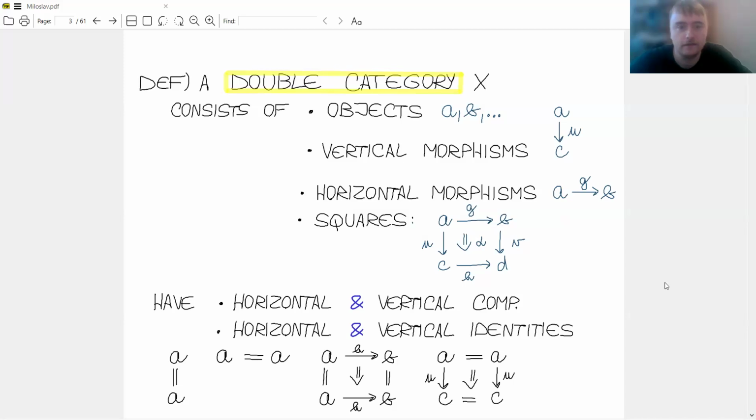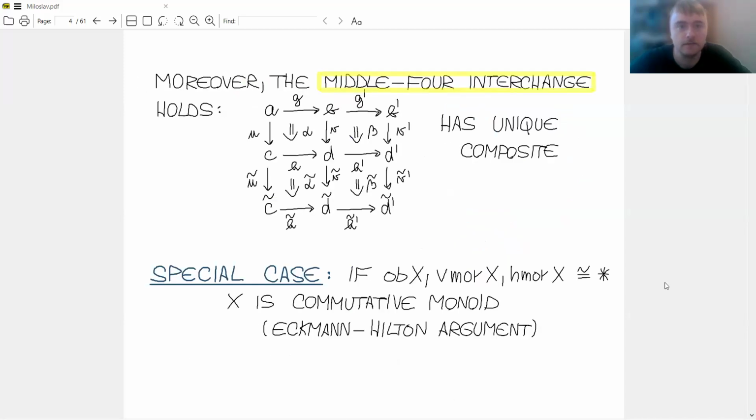And this is not all. There's also a rule that's supposed to hold, the middle four interchange rule, which says that if you have a square consisting of four squares like this, it has a unique composite. You can compose them like this and then the big one, or you can compose them like this and like this, and both composites are supposed to be equal.